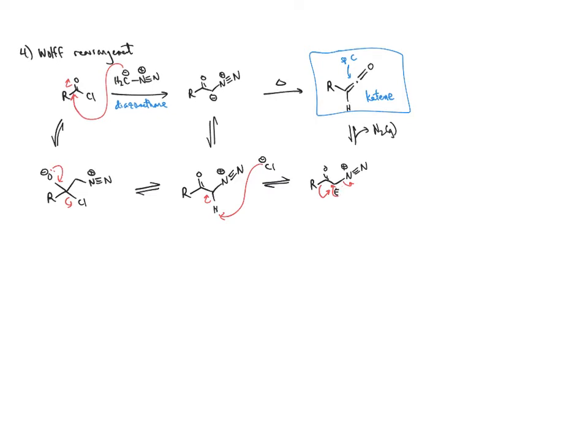Now, perhaps I can draw this a little bit differently. I can say that the lone pairs are up here. Lone pairs move in, form a double bond. This bond breaks, forms a new carbon-carbon bond, and then releases nitrogen gas. And so you form a ketene in this reaction.